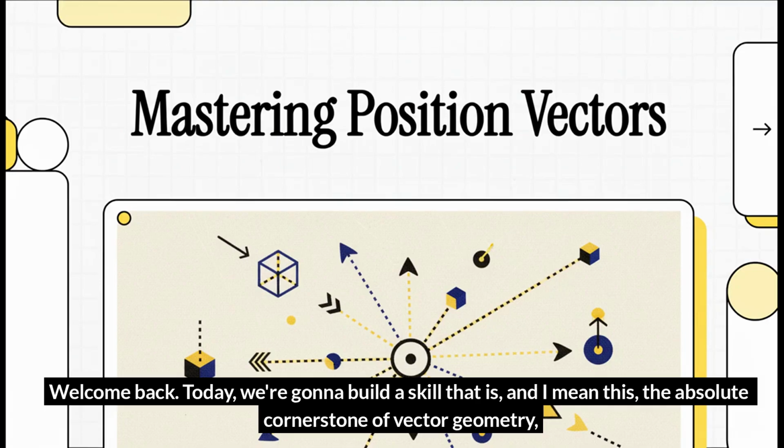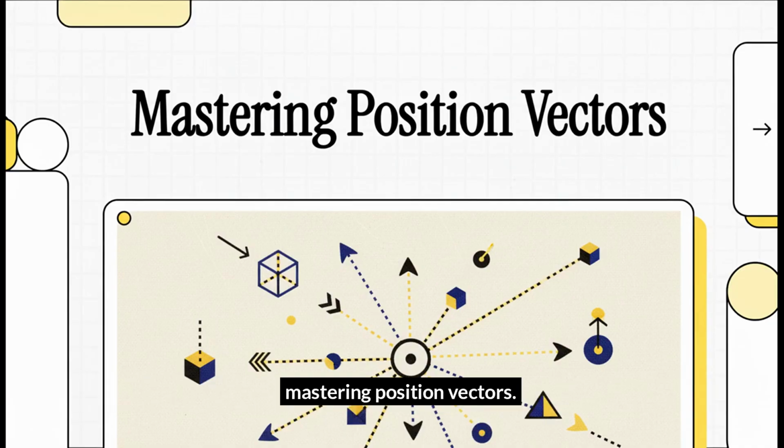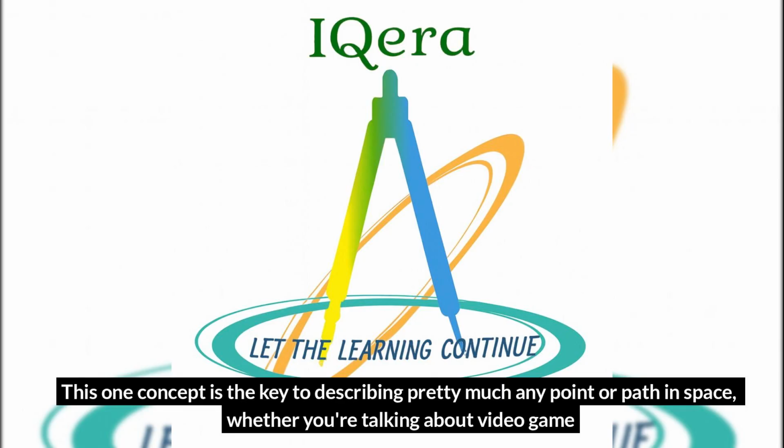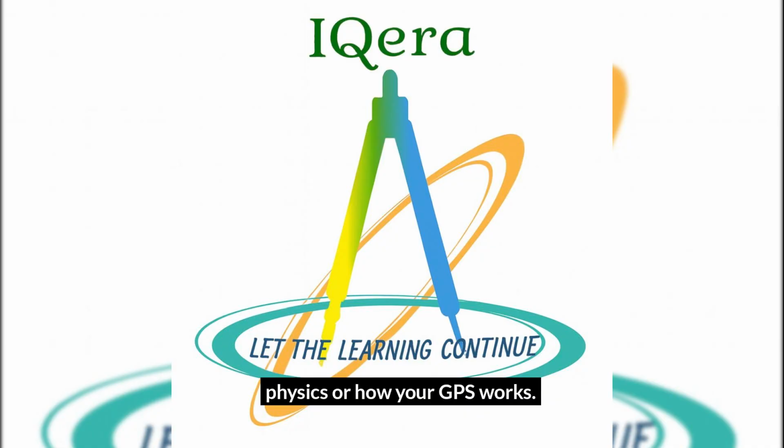Welcome back. Today, we're going to build a skill that is, and I mean this, the absolute cornerstone of vector geometry, mastering position vectors. This one concept is the key to describing pretty much any point or path in space, whether you're talking about video game physics or how your GPS works.